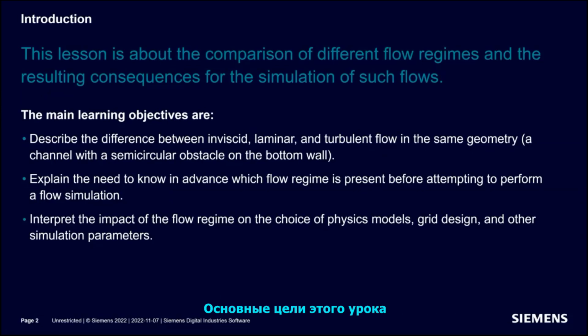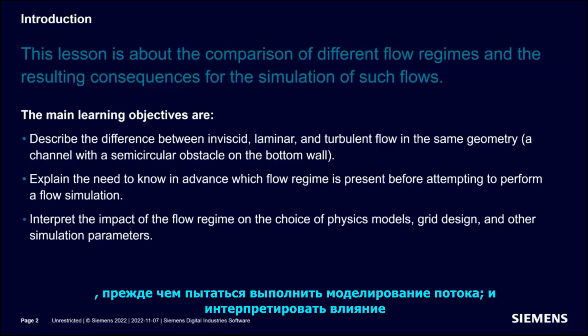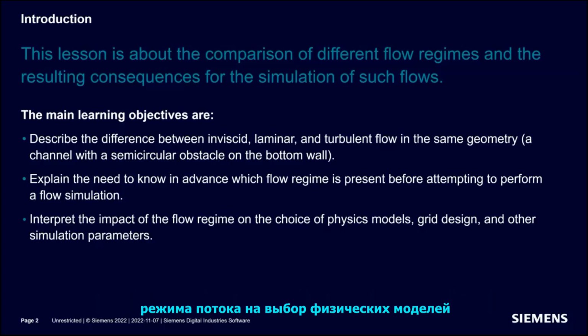The main objectives of this lesson are to describe the difference between inviscid, laminar, and turbulent flow in the same geometry, a channel with a semicircular obstacle on the bottom wall; to explain the need to know in advance which flow regime is present before attempting to perform a flow simulation; and to interpret the impact of the flow regime on the choice of physics models, grid design, and other simulation parameters.